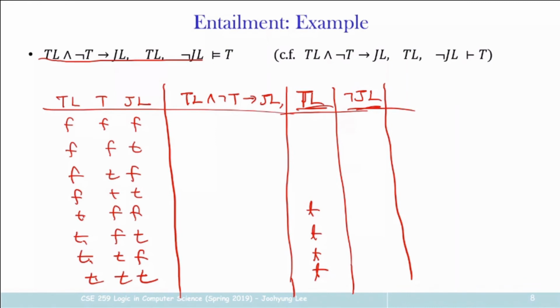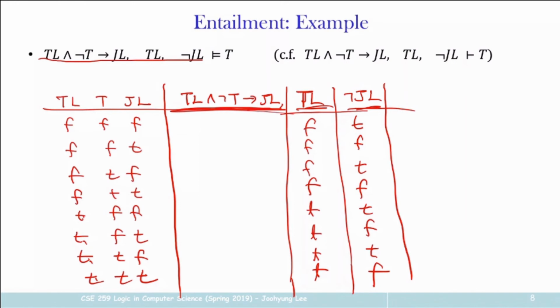I'm sorry, negation of JL is true. Okay, when JL is actually false, right? So let's actually write everything. Okay. So this is opposite. So TF, TF, TF, TF. Okay. What about the one on the here? Okay.